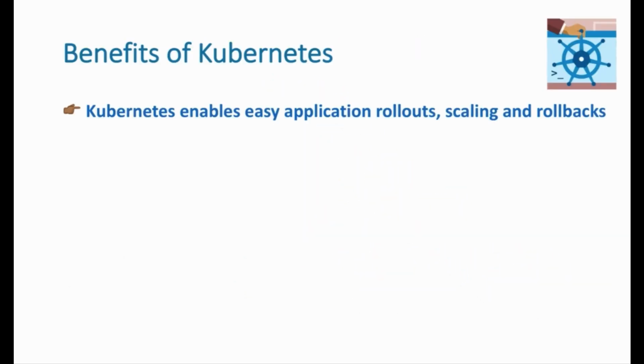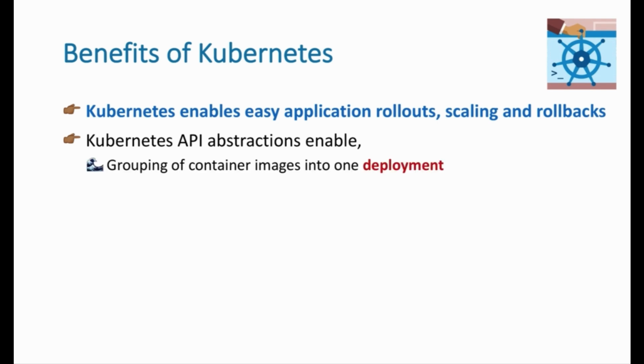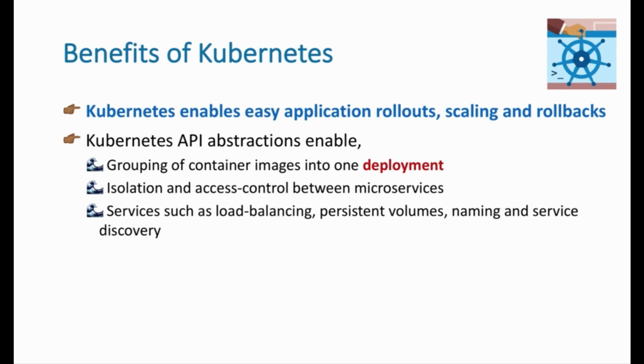The third benefit of Kubernetes is that it enables easy application rollouts, scaling, and rollbacks. Kubernetes provides several API abstractions to make application rollouts easy. These API abstractions provide the ability to group container images developed by different application teams into one deployable unit. As you will see in the course, the Kubernetes API also has built-in mechanisms to provide isolation as your microservices interact with one another. Also, Kubernetes has built-in services to provide load balancing, persistent volumes, naming, and service discovery. Using these capabilities, you can easily roll out microservices-based application architectures.